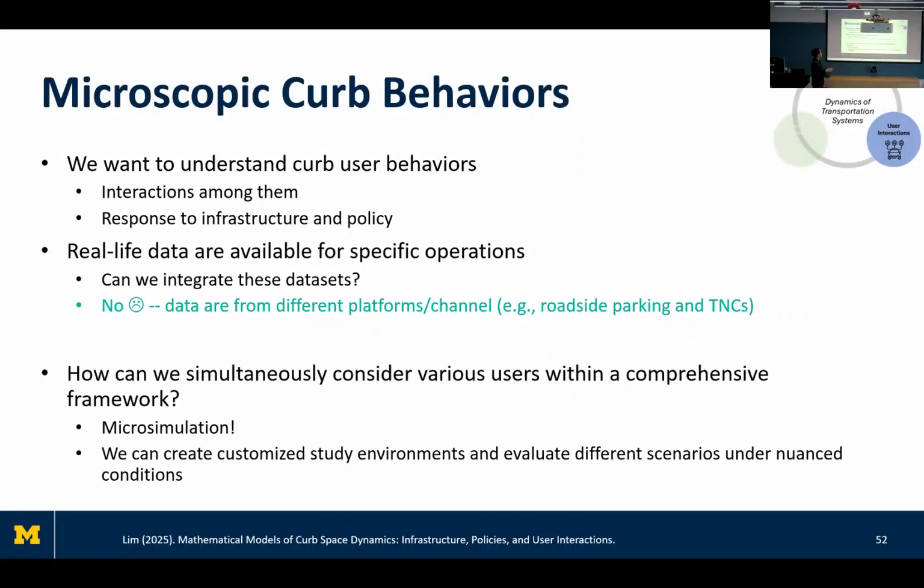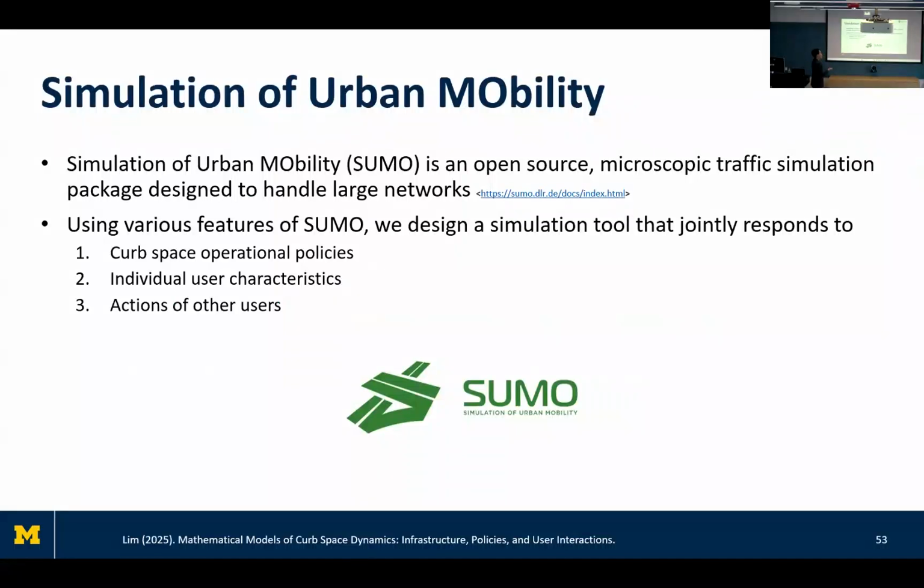So I have worked on developing a microsimulation model that allows me to have a customized setting to operate my experiments and gain some insights about the curb space behaviors. I use this software called SUMO, which is freeware. It's freely available for everyone. Also, our source code is available on GitHub right now. So if you're interested, feel free to take a look.